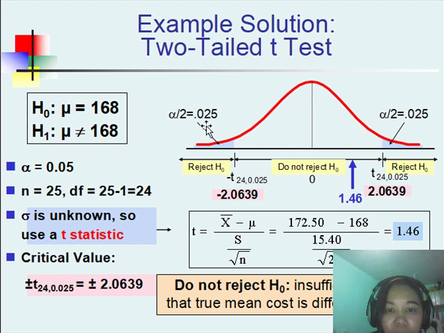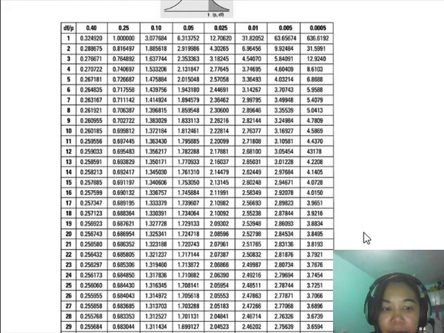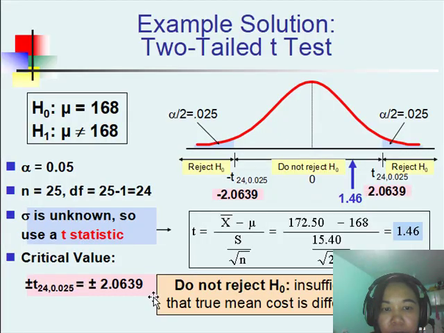So since our alternative is not equal, we divide our alpha into 2 and we get this rejection region. Okay, so we will find out why it is that the critical values are plus minus 2.0639. Where did these numbers come from? This is our t table. So first we have to determine the DF. DF, or the degrees of freedom, is n minus 1. So since our n is 25, we subtract 1. So we get 24. Okay?